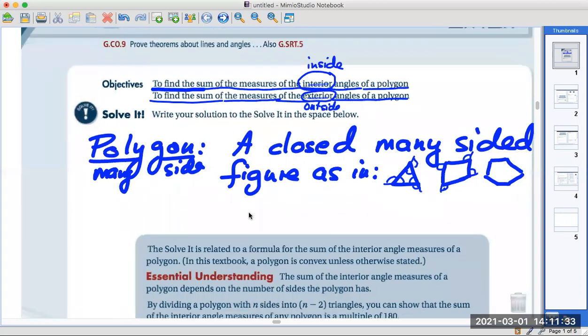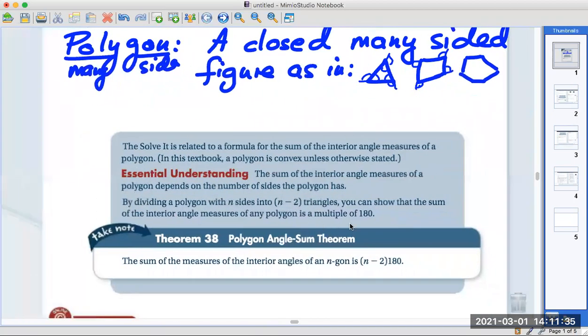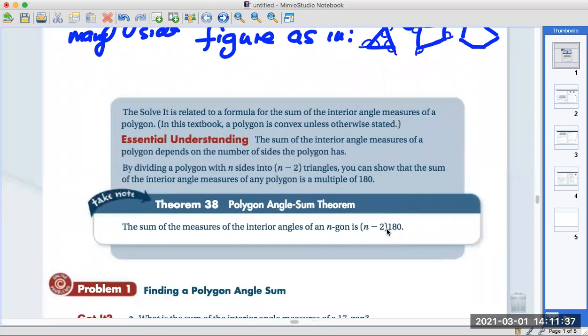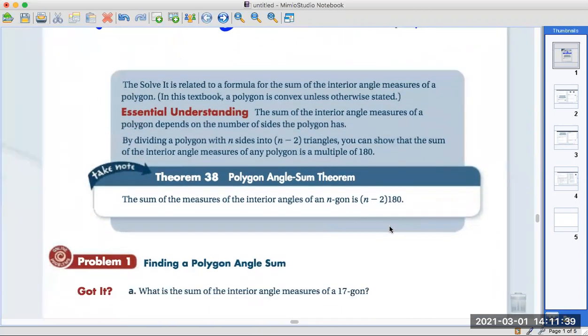And let's look here. We have a little formula which is really not hard to understand. I'll make it easier for you. It's called the polygon angle sum theorem. The sum, let's read this here.